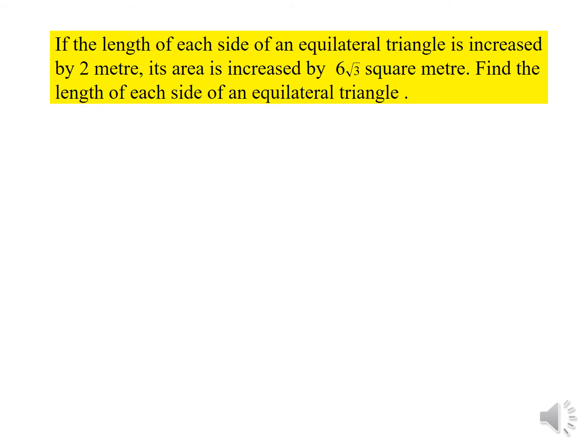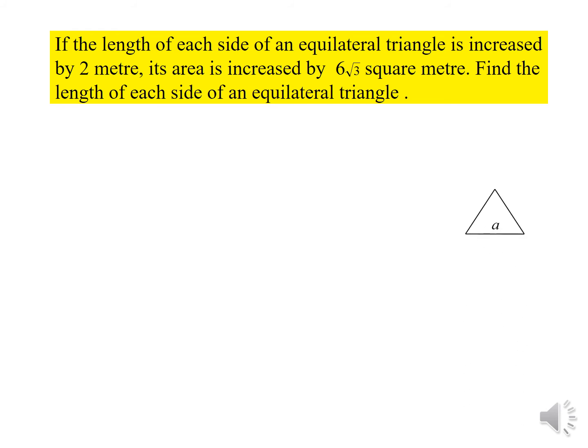This is question number 5 from exercise 16.1. Here the question is, if the length of each side of an equilateral triangle is increased by 2 meter, its area is increased by 6 root 3 square meter. This is given, and the question is find the length of each side of the equilateral triangle. So it will be the side of the equilateral triangle.